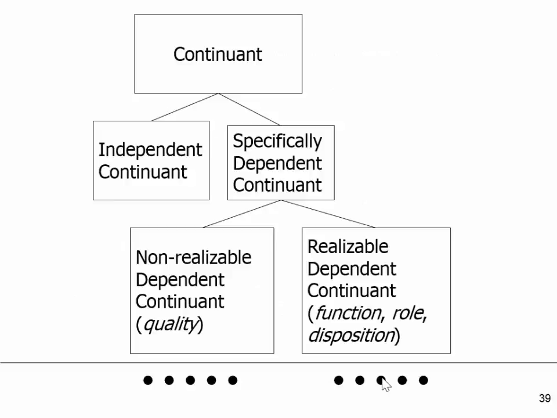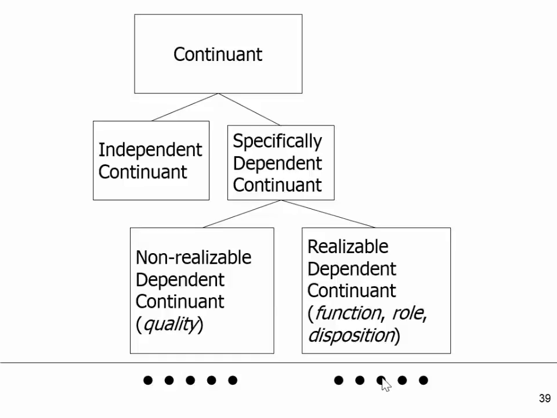We have what we now call specifically dependent continuants. So your headache is dependent upon your head specifically. You can't share your headache with someone else. They have their own headache. Similarly, your skin color is dependent upon you. Somebody may have a similar skin color, even exactly similar skin color, but they still have their own skin color.